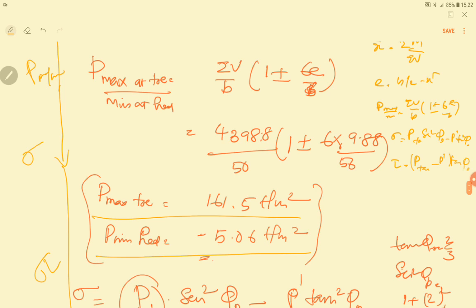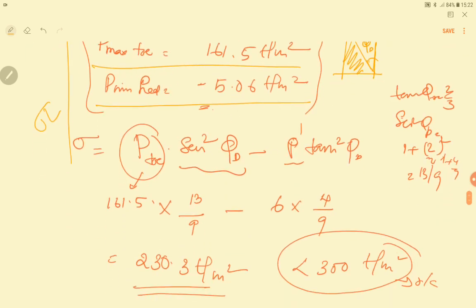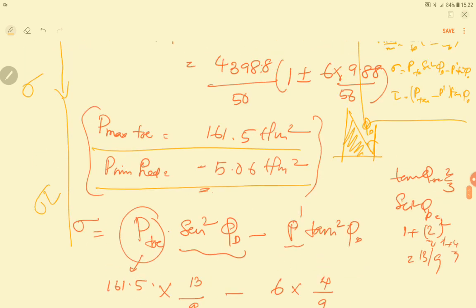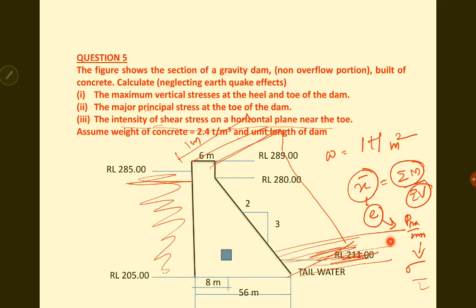Okay, that is the angle at the downstream. This angle is the phi d angle. If this is a dam structure, this angle is taken as phi d. So these are the equations that you have to study in case of finding the major and the minor principal stress as well as the shear stress acting on a dam structure. Okay, hope this is clear for you. So that is question number 5.